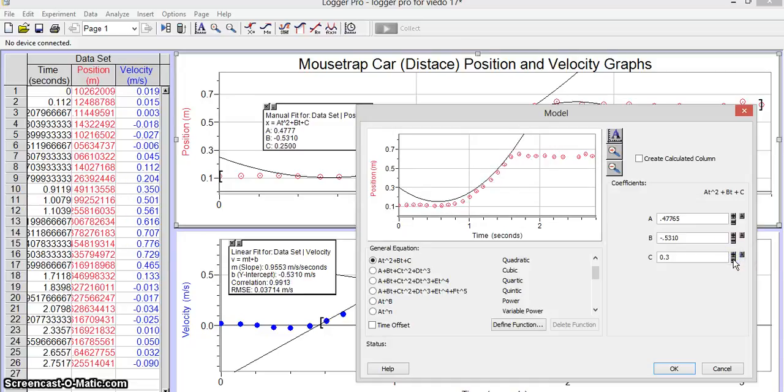That's a little too big. So I'm going to do like 0.9. That's too big.